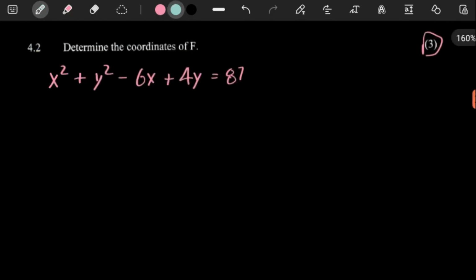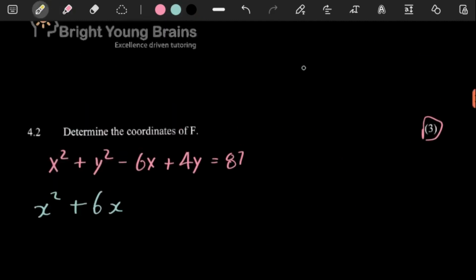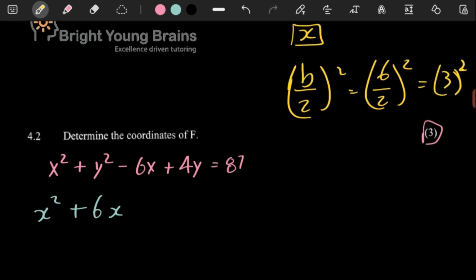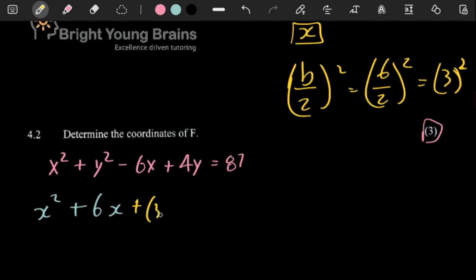So to do that, you have to group the x's together. And then once you've grouped the x's together first, you have to work out the value b over 2 squared. So you have to work with these two together first. This is the b value, so it's like 6. So this value here is just 6 over 2 squared, which is just 3 squared. Don't square it, just leave it like this. So you're going to add this 3 squared over here, right? And then you do the same for the y's.